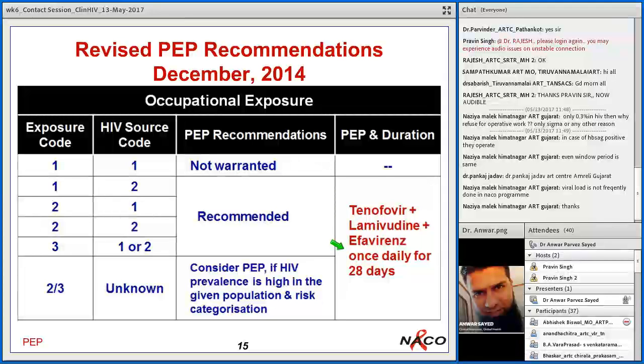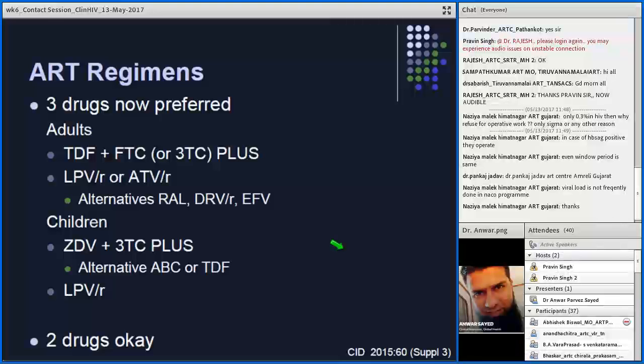Now with these exposure code and source code, PEP is decided. If exposure code is 1 and source code is 1, PEP is not required. For all other combinations, PEP is recommended. And the combination which we use for PEP in our national program is Tenofovir-Emtricitabine and Adherence.